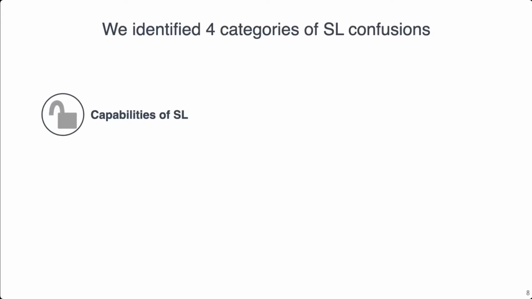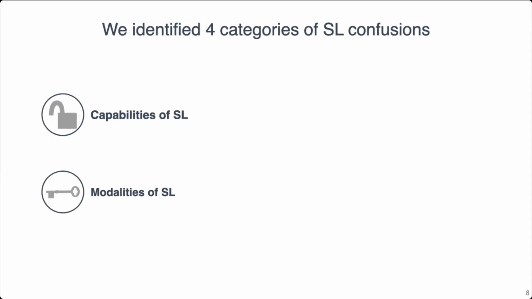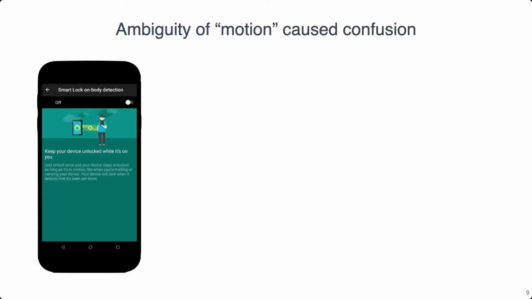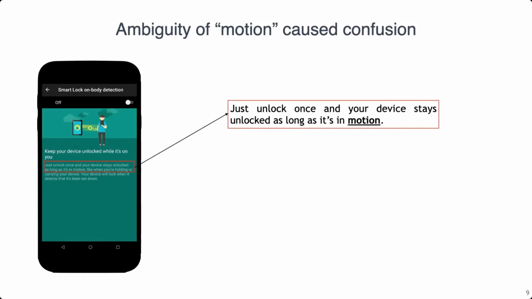The second category was regarding the modalities or authentication factors of SL. Most participants did not fully understand what kind of data SL used to identify them, as such they were unsure what they had to do to make SL unlock the phone. In case of body, for example, the culprit was the ambiguity of the term motion. The participants didn't understand how body detects motion, what the intensity of the motion should be, and how long the phone takes to detect it.